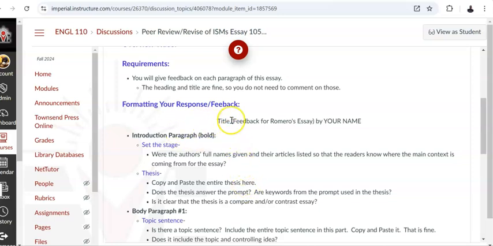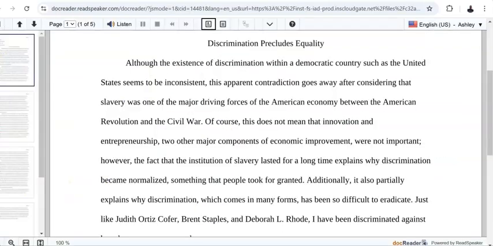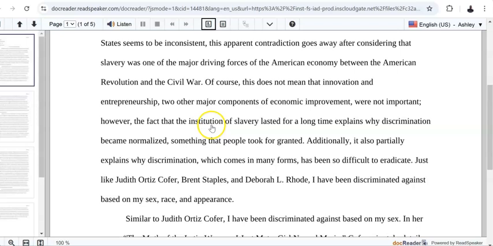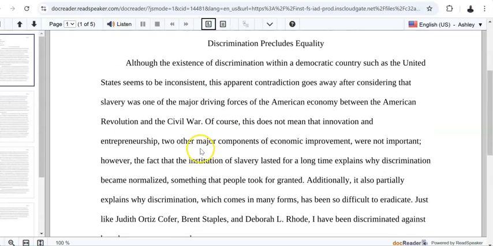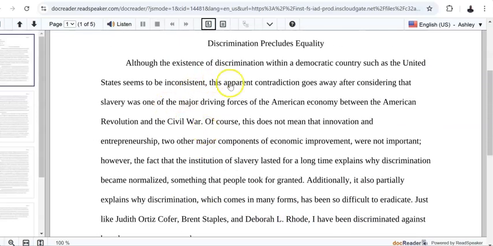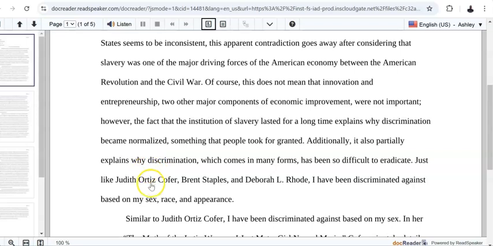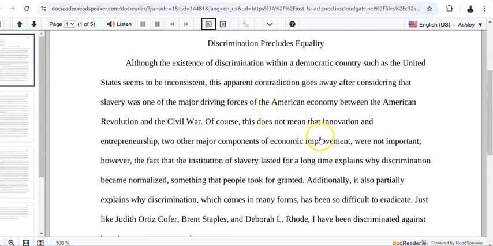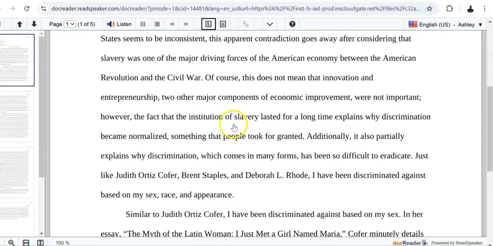So this would be, again, title, introduction. Okay, so here is the first paragraph. So you'd read through it and then set the stage. Did he set the stage? Well, let's see. Okay, so we know he's going to use Judith Cofer, Staples, and Rode. Now here, I wish he would have probably given the name of the articles up here.